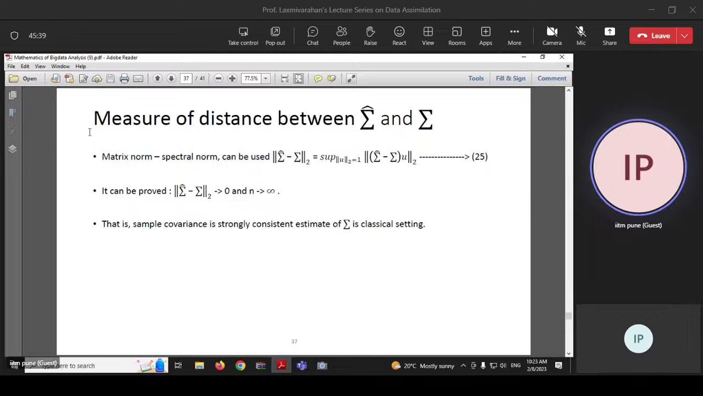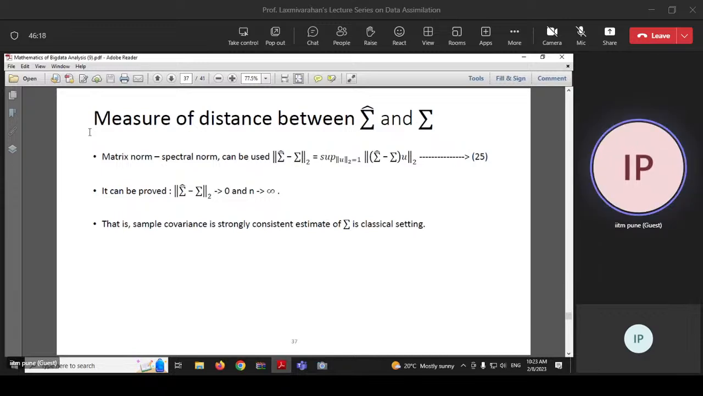Under the classical theory, what is it we can show? If d is fixed as n varies, as n goes to infinity, the norm of the difference between the two matrices tends to 0. That's a precise statement. A measure of the length of the difference between the two matrices goes to 0. If I have such a result, that's called strong convergence. This is still classical theory.